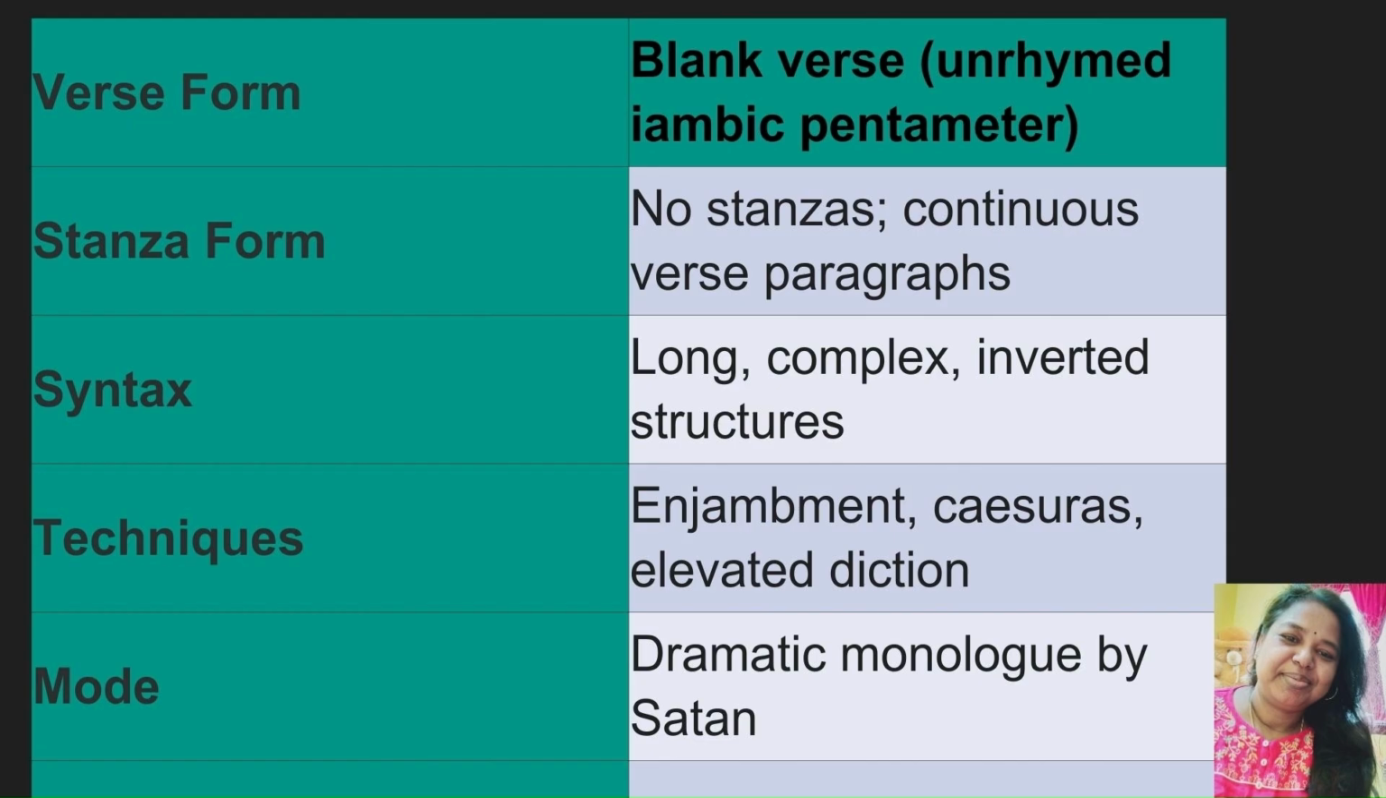Finally, to summarize the structure of this poem: the verse form is blank verse, unrhymed iambic pentameter. The stanza form has no stanzas, but continuous verse paragraphs. Its syntax is long, complex, and inverted. The techniques followed by the author are enjambment, caesuras, and elevated diction. The mode is dramatic monologue by Satan's speech.